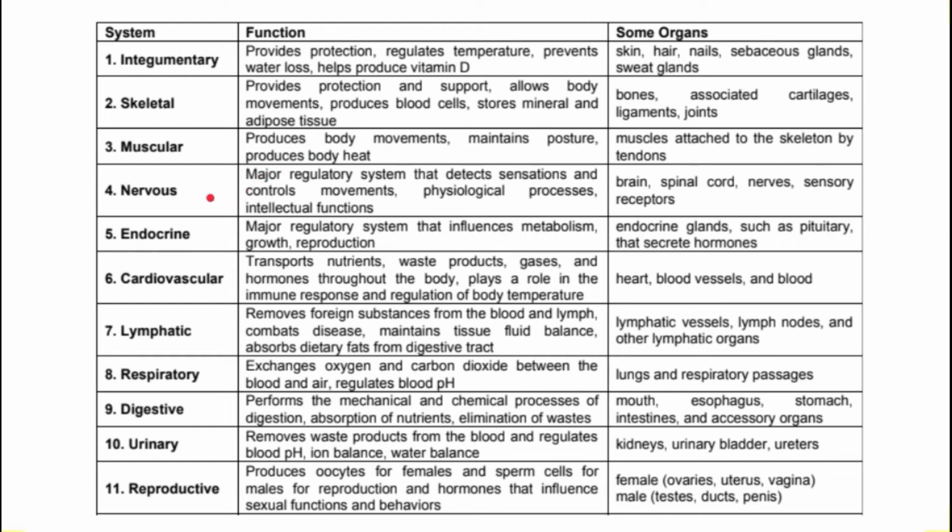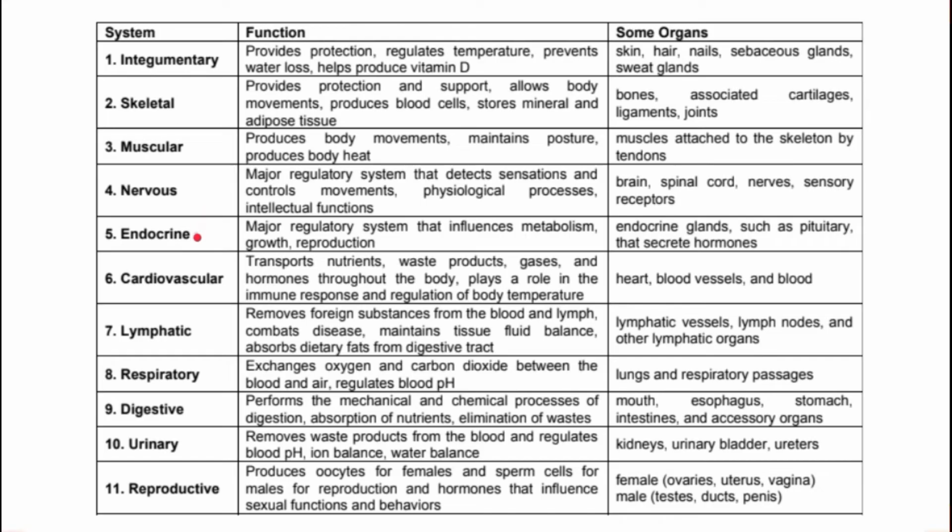Next po natin ang ating nervous system. Ito po yung main control system of the body. Major regulatory system that detects sensations and controls the movement. So yan nga po yung control system, physiological processes, and intellectual functions. So mental, yan po ang nervous system. So some organs here is your brain, the spinal cord, the nerves, and even the sensory receptors like how we perceive or how we sense na mainit yung paligid or malamig. So those are sensory receptors.